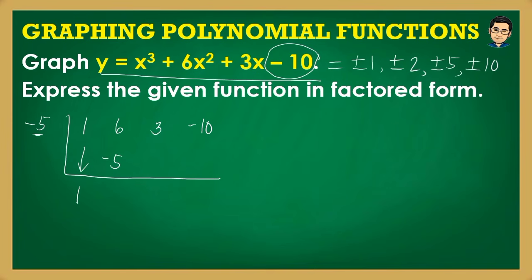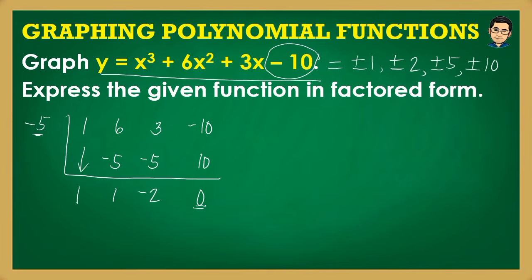And then we add 6 plus negative 5, that is 1. And then 1 times negative 5 again, that is again negative 5. And then 3 plus negative 5, that is negative 2. And then negative 2 times negative 5, that is positive 10. And then if we add negative 10 and 10, we will get 0 as the remainder. So therefore, negative 5 is a factor or is a root of the given function.